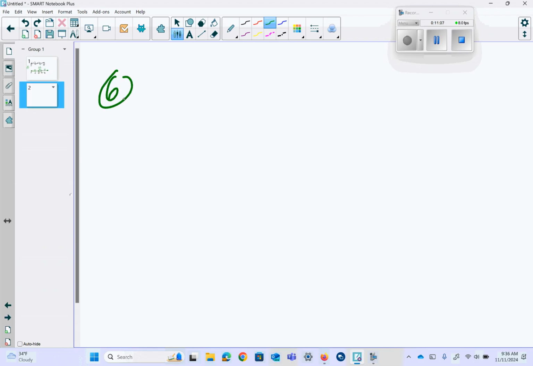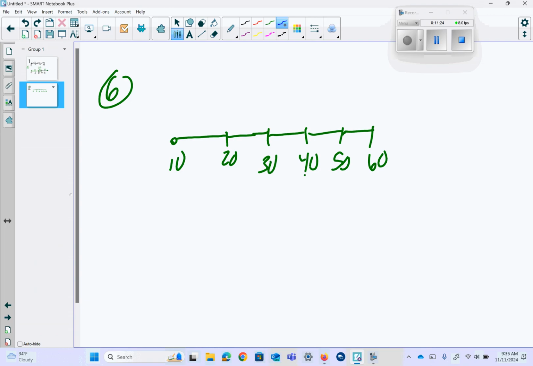Number 6, we got 10 to 60, 30, 40, 50, 60. All right, so this goes from 10, and then we got 15, that's here. We got 25, that's here. And then we have 40, which is here. And then we have 60 after there.